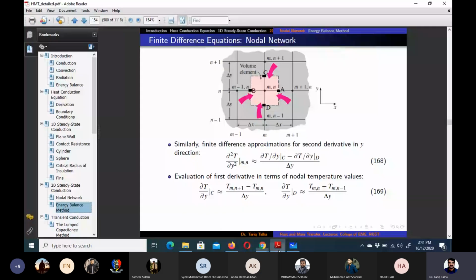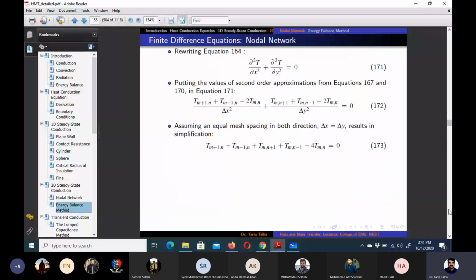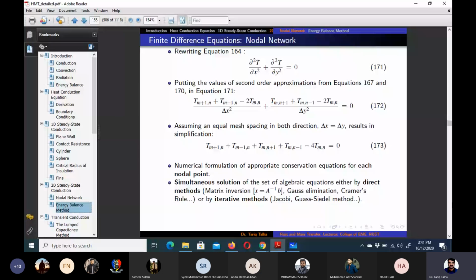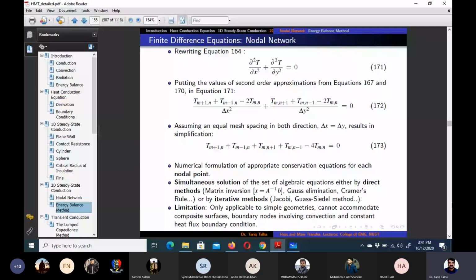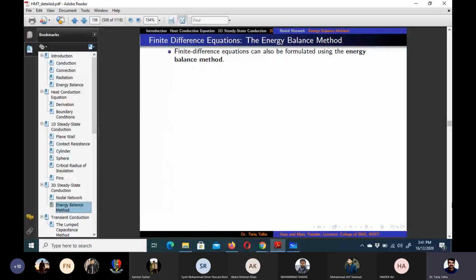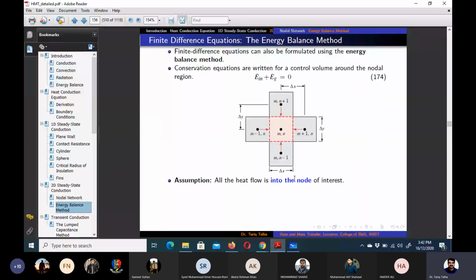We were discussing that in the last class we discussed about nodal network, and in the nodal network there are some limitations: it is only applicable to Cartesian grid, and boundary condition application is difficult for this case. So then we discussed about finite volume method, which is the energy balance method. In that we assume that all the energy is going into that principal node, and for the conduction energy we can use Fourier law to determine that E in for each node.